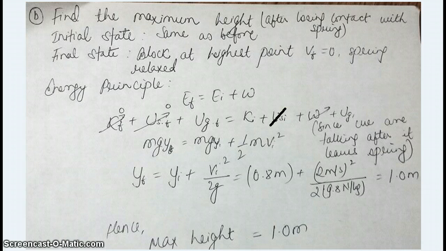I'm sorry that I don't have my second question written here, but my second question asks that the block eventually hits back upward, loses contact with the spring and continues upward. So what we need to find out is what is the maximum height reached by the bottom of the block above the floor. So we have to consider one thing, that we are calculating this after the block has lost contact with the spring. Hence the spring is already relaxed, and in final state the block is at the highest point where the final velocity is 0 and the spring is relaxed.